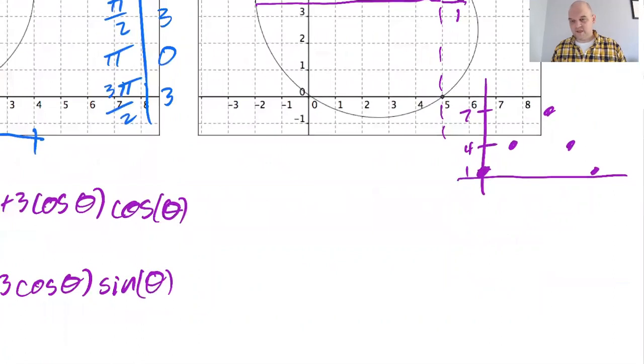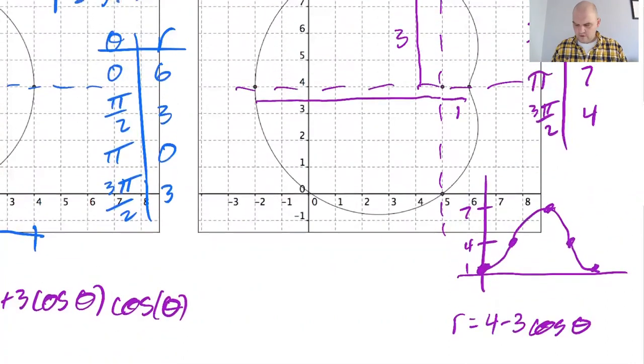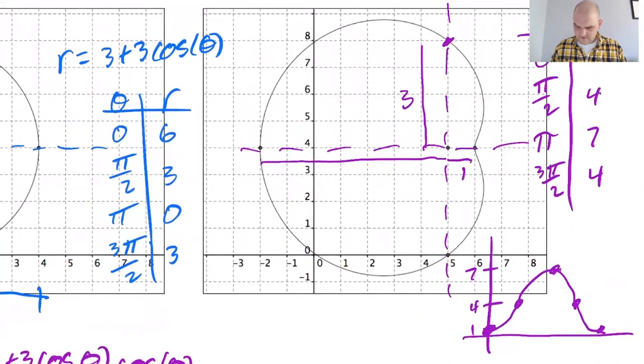I think we can pretty confidently say that that is a really bad graph. It's not even a graph, it's a bunch of points. Well, a bunch of points is a graph, but we want the continuous function. So this is definitely r equals 4 minus 3 cosine theta. And then our origin was shifted to 5, 4.